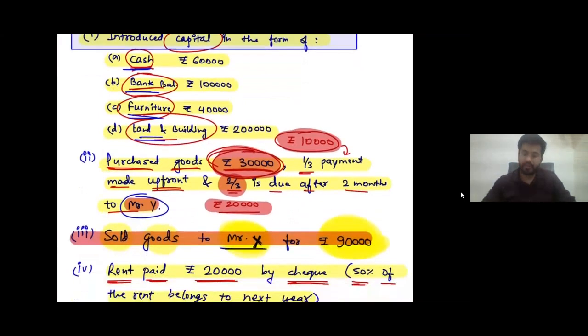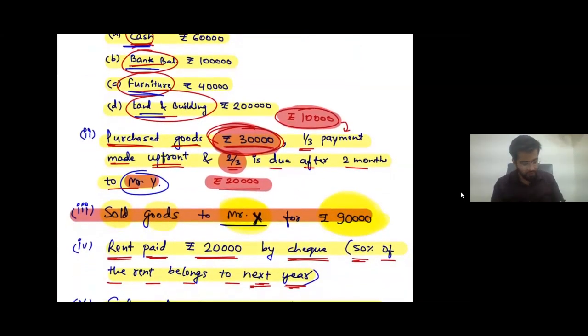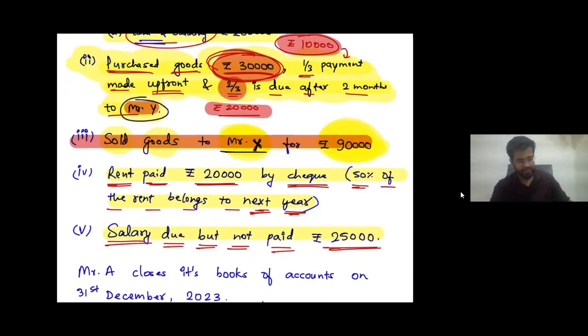Then we have another entry where they ask for purchased goods of rupees 30,000, 1/3 payment made upfront, that is made in cash, and 2/3 due after 2 months to Mr. Y. So if I purchase the goods, the purchases account will be debited by 30,000. 1/3 payment was made upfront, so to cash 10,000 and the remaining amount to Mr. Y, who will be our creditor, rupees 20,000. That was your second journal entry.